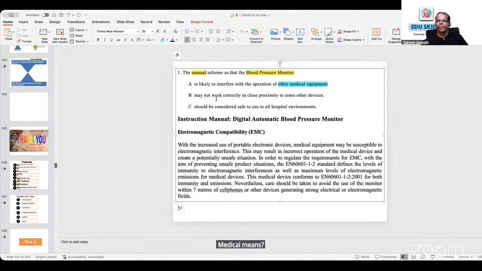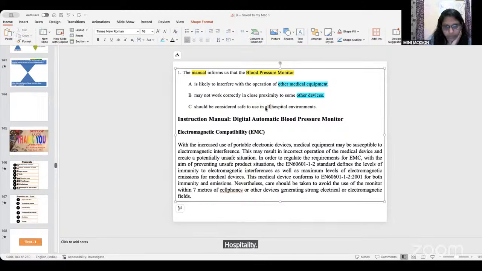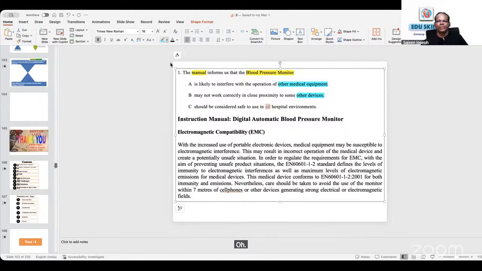Then option B, may not work correctly in close proximity to some other devices. Some other devices. Third one, should be considered safe to use in all medical environments. All is absolute. So hospital environment is the concept here.